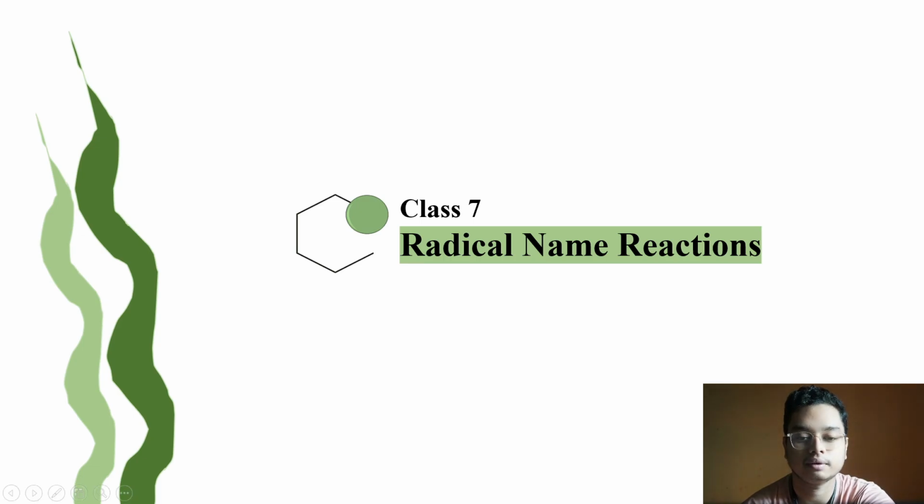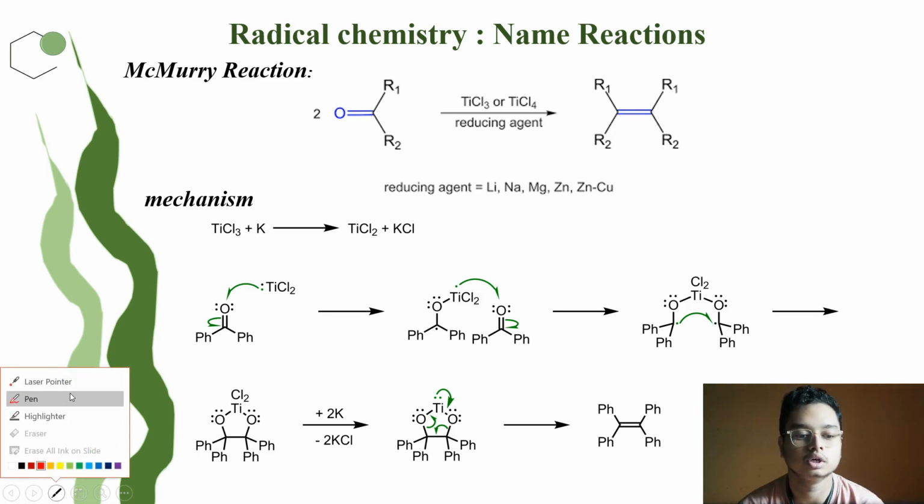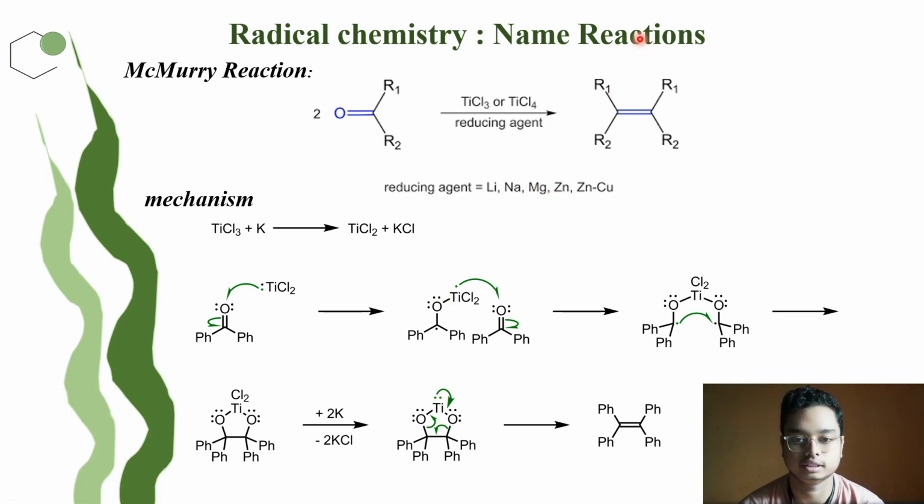So we begin with the McMurry reaction. McMurry reaction is a reaction of a carbonyl compound. That carbonyl compound is treated with titanium trichloride or titanium tetrachloride and a reducing agent, mostly metals such as lithium, sodium, magnesium, zinc, copper, to generate olefins. So this is the typical McMurry reaction.